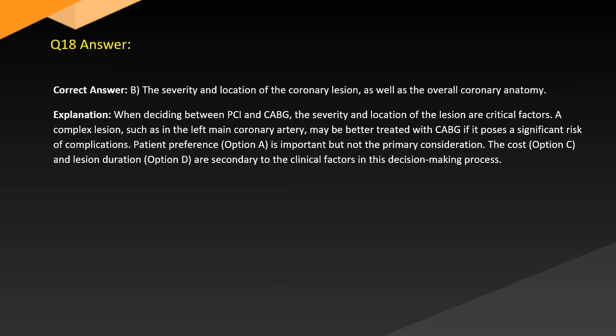Answer. Correct answer B. The severity and location of the coronary lesion as well as the overall coronary anatomy. Explanation. When deciding between PCI and CABG, the severity and location of the lesion are critical factors. A complex lesion such as in the left main coronary artery may be better treated with CABG if it poses a significant risk of complications.